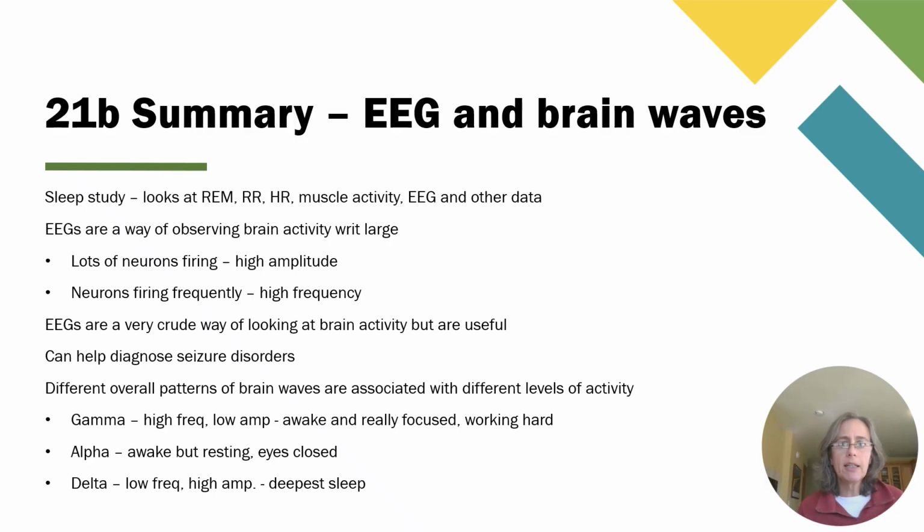Alpha is that light relaxation. Maybe you're falling asleep. Maybe you're just enjoying the feel of the breeze on your skin. Often your eyes are closed when you're having alpha waves, light meditation. Then there's theta waves, which is kind of the next deepest, and then delta, which are the deepest sleep waves that we see, very low frequency and high amplitude.